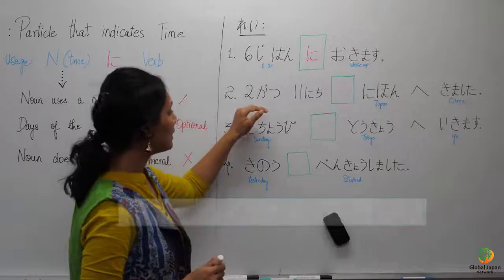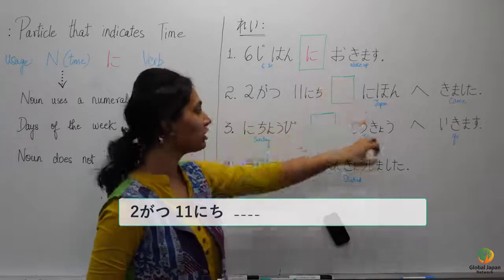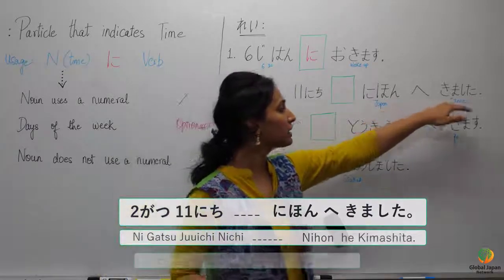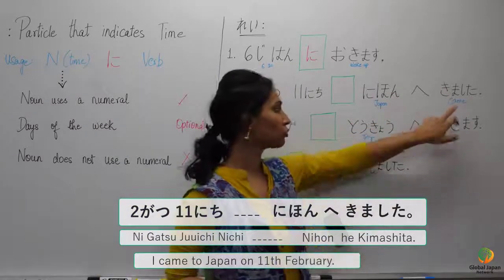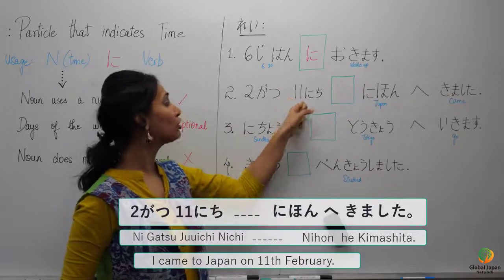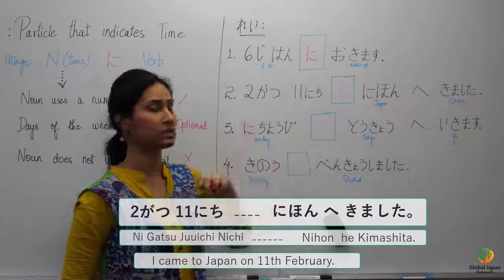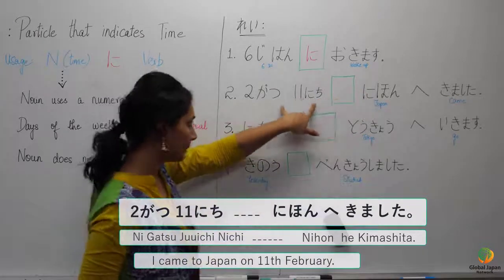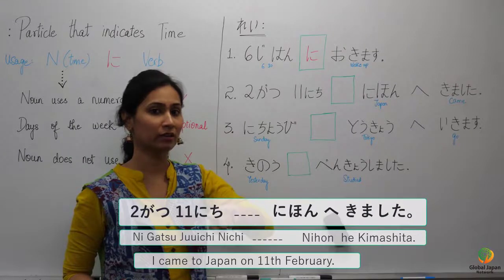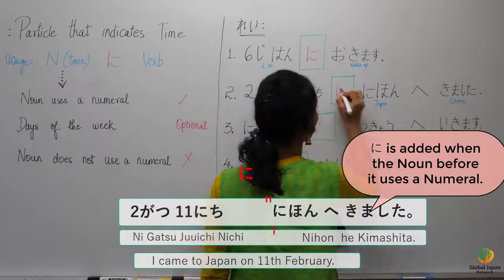Second example. 2月11日 Should it be followed by the particle ni or not is the question. Nihon e kimashita. Nihon means Japan. Kimashita is the past tense of come, so the word is came. I came to Japan on 11th of February. Nigatsu means February and 11th day. That's what it means. So the question is, should this time be marked by the particle ni? What do you think? This uses a numeral. Hence, it should be followed by the particle ni.